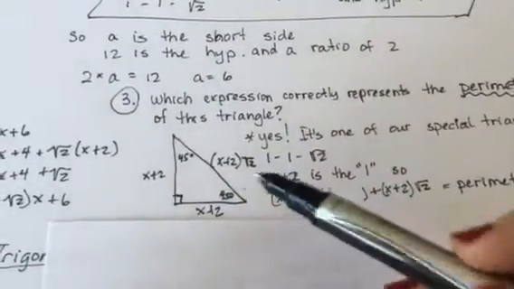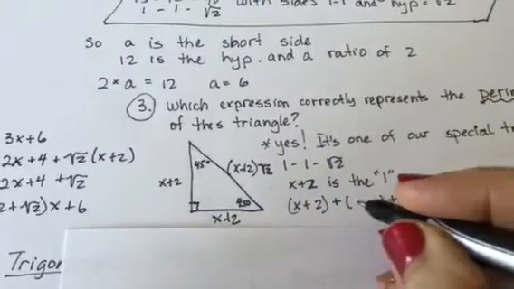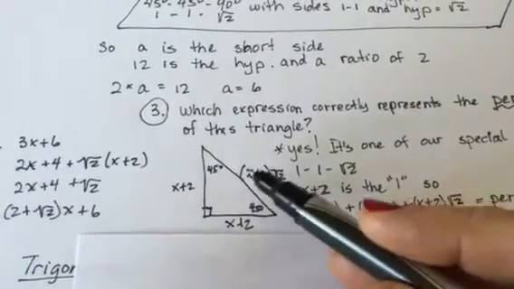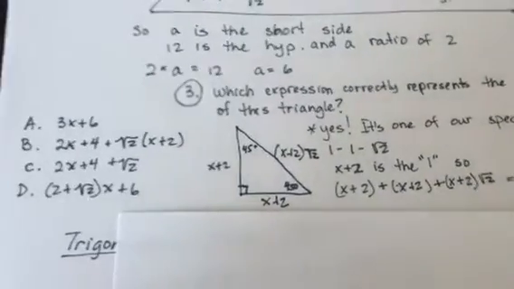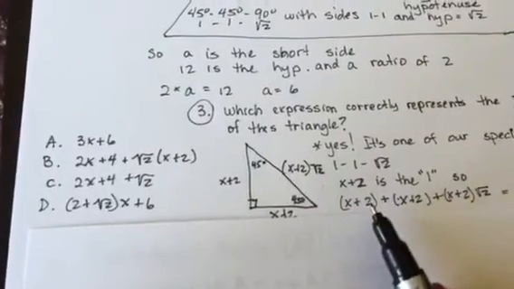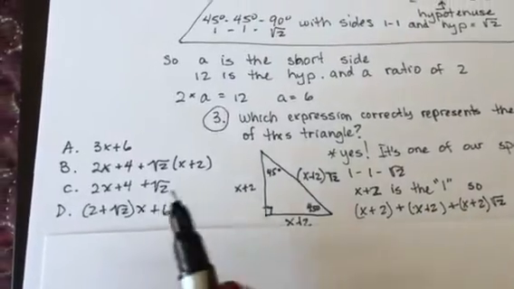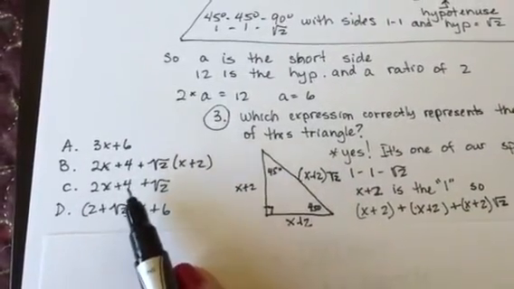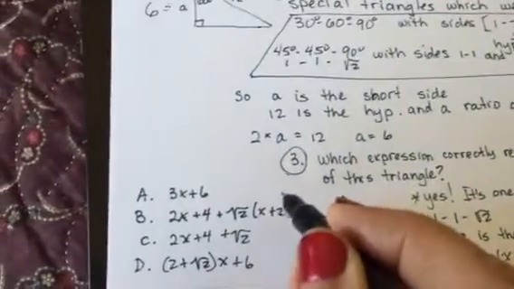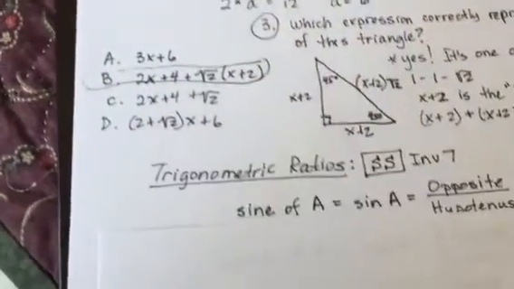So starting at the top, we're going to go down, we have x plus 2. We're going to go over, we have x plus 2 again. And then we have x plus 2 times the square root of 2 as the perimeter. Well, here are our choices. If we were to add these together, we would get 2x plus 4. And both of these have 2x plus 4, and this one has square root of 2 times x plus 2. So we are going to choose B. I hope you chose that also.